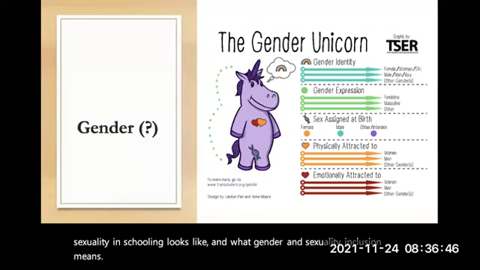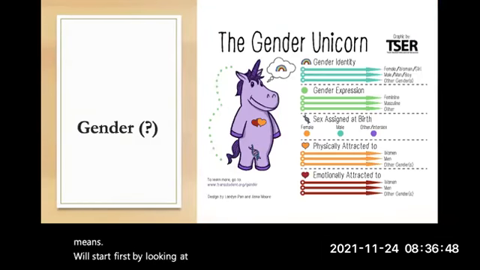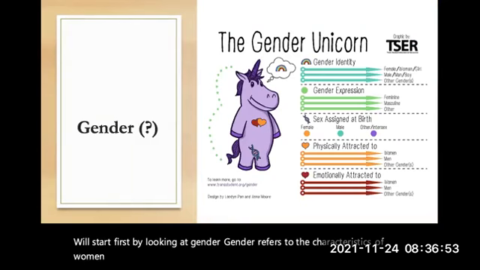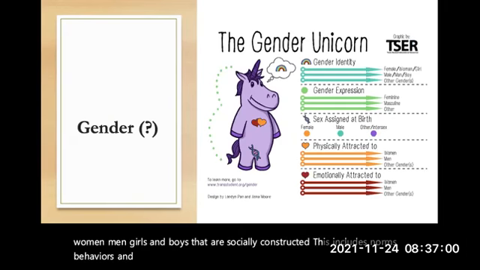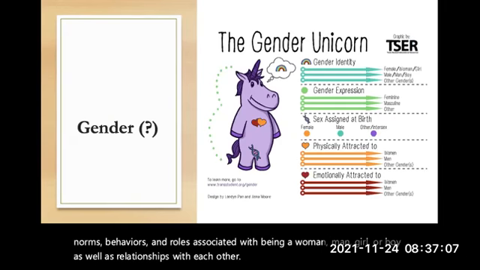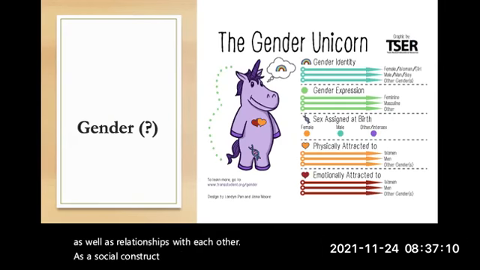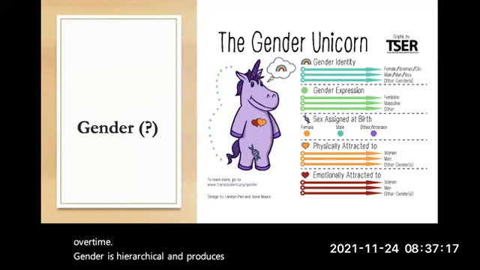We'll start first by looking at gender. Gender refers to the characteristics of women, men, girls, and boys that are socially constructed. This includes norms, behaviors, and roles associated with being a woman, man, girl, or boy, as well as relationships with each other. As a social construct, gender varies from society to society and can change over time. Gender is hierarchical and produces inequalities that intersect with other social and economic inequalities.